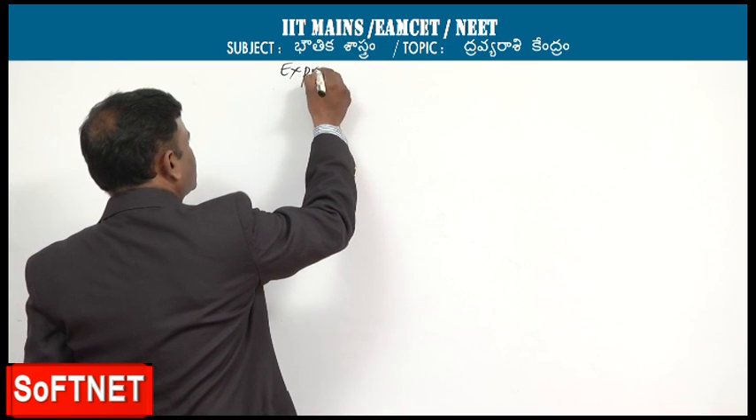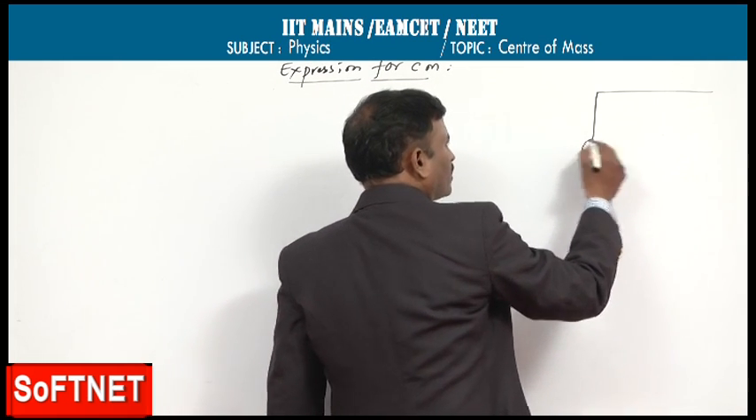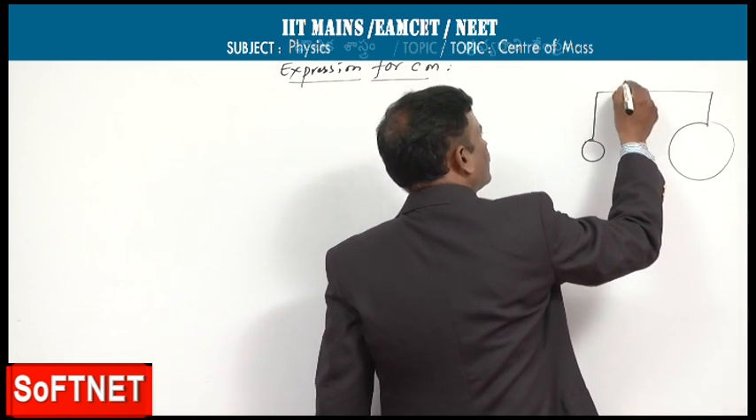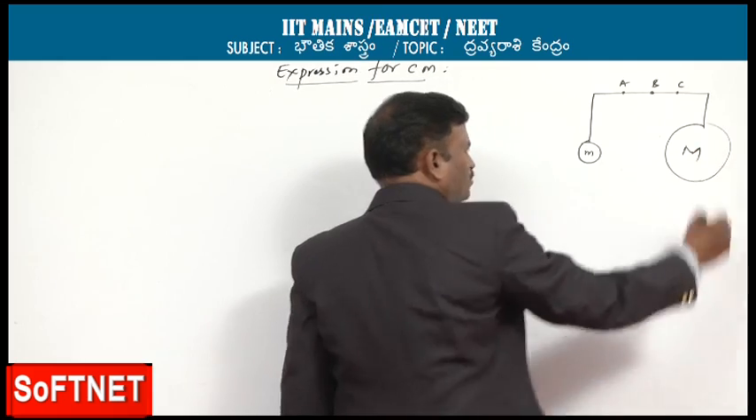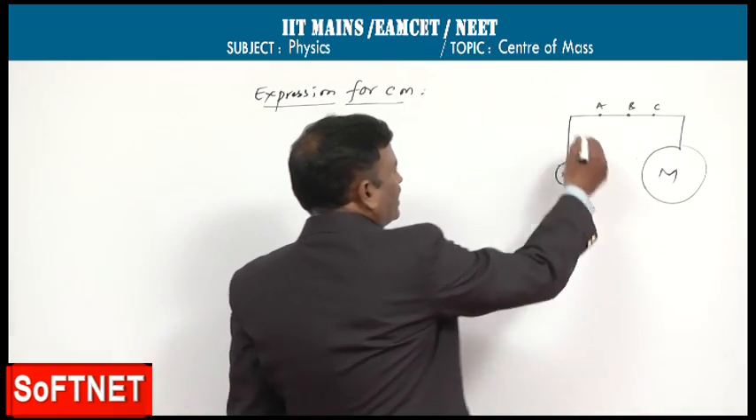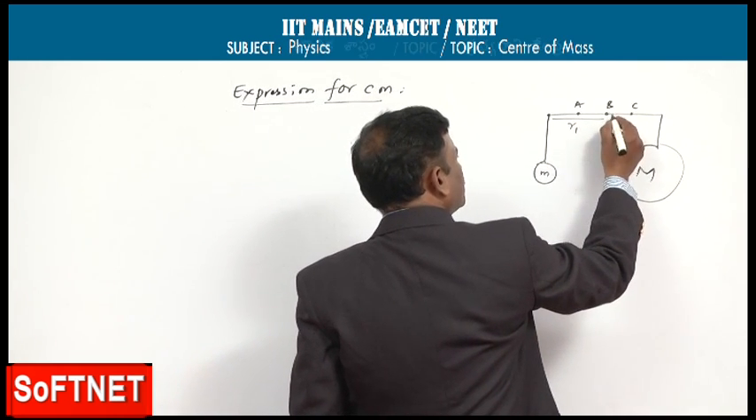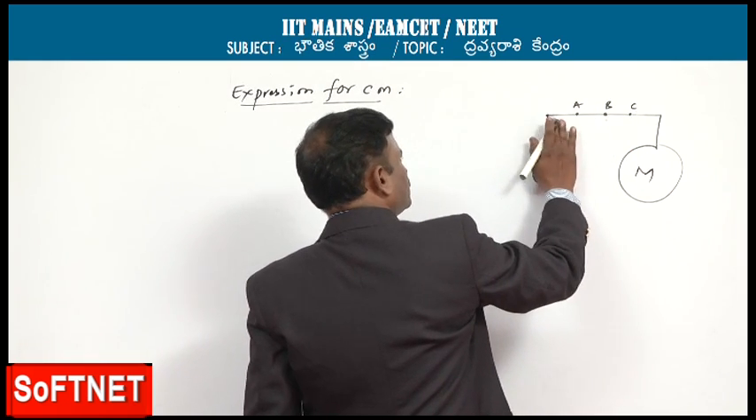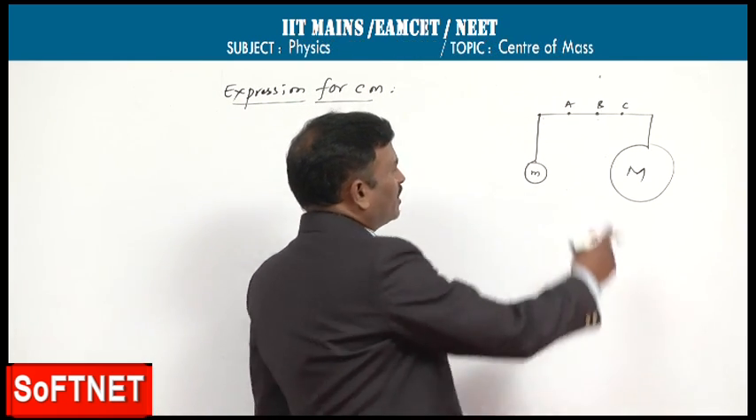One more thing, the center of mass conditions and expressions, let us see exactly. So, the expression for center of mass. Let us take a body, and here another body. Let us take points A, B, C. These two bodies of mass m and capital M are separated by some distance. Small m is at R1 distance, capital M is at R2 distance. If you hold at A, it will not be balanced. At B also it won't be balanced.